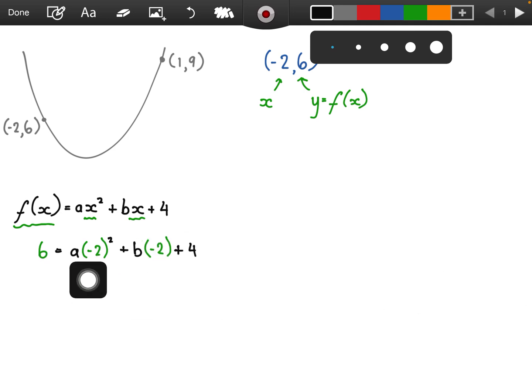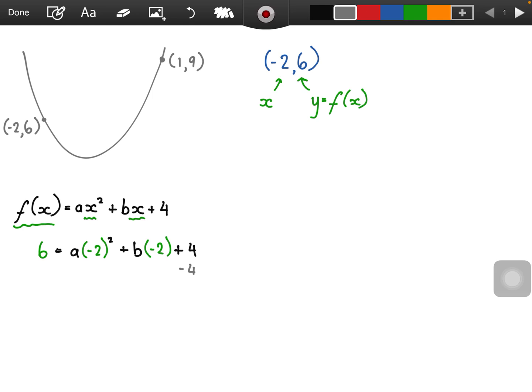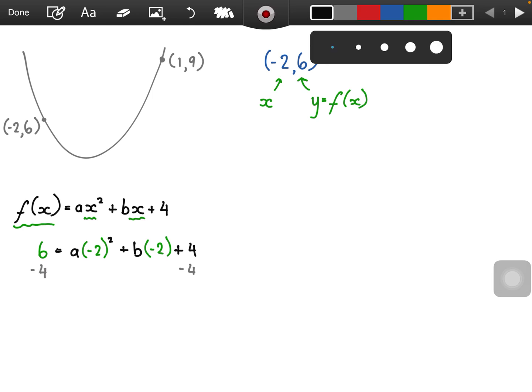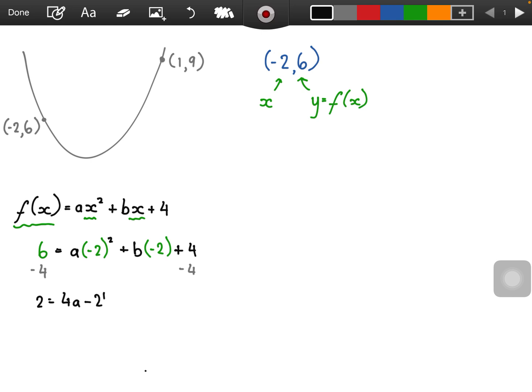So if I want to go through this and simplify it, there's no point in me having numbers on both sides. So I'm going to subtract 4 from both sides, and I will get that 2 is equal to 4a minus 2b. I can actually make that even simpler for myself, because everything here can divide across by 2. So if I do that, then I would see that 1 is equal to 2a minus b.